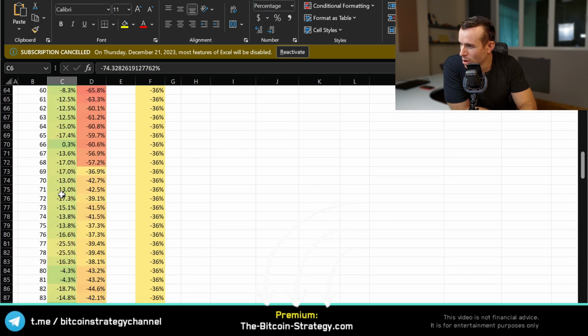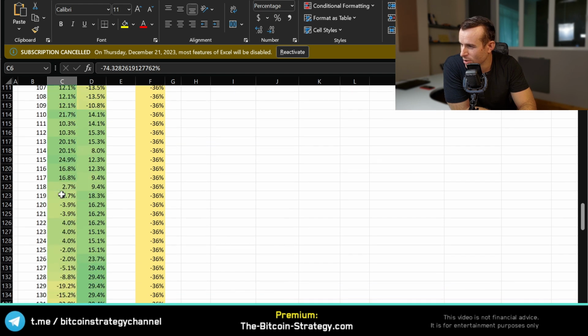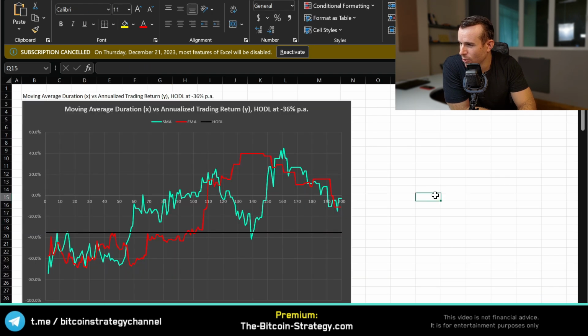And once we get a bit longer in duration, the moving averages tend to outperform just buying and holding. We also have this in chart form over here. So in black is buying and holding, would have given us minus 36% annualized. In turquoise is the annualized performance for the simple moving average, and in red for the exponential moving average. Yeah, on the x-axis is the duration of the moving average. We can see once we go beyond 110 days or so, we tend to outperform very well just buying and holding. We tend to outperform buying and holding here, this black line, quite nicely.